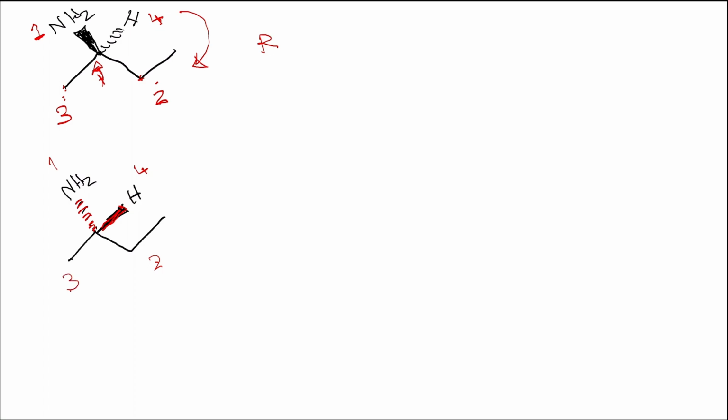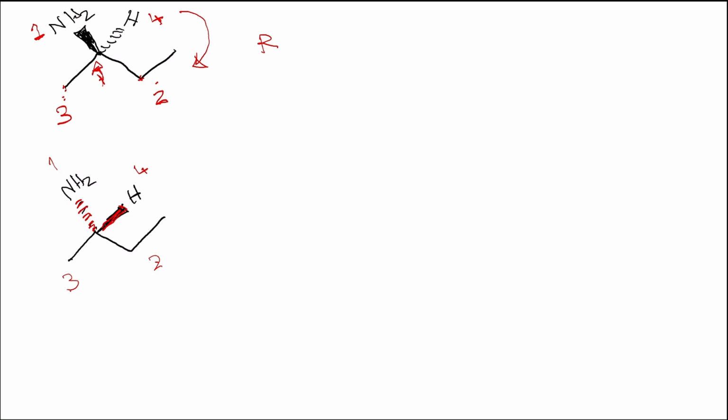So how can we assign the configuration? We cannot follow the same rule. We need to do some changes. We need to flip this molecule. We need to make the hydrogen at the back. How can we do this? We can use one of two methods, and you are free to use any method you feel more comfortable using.